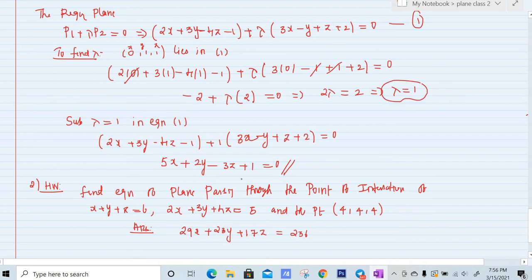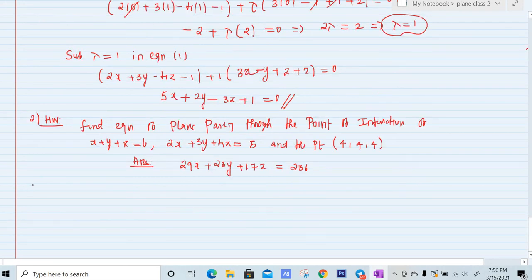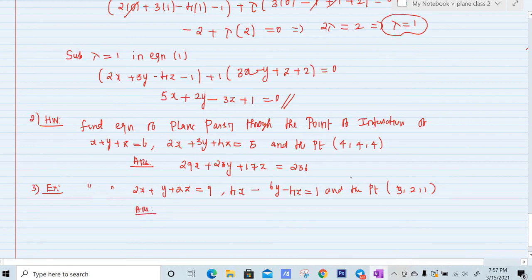So if you want more questions, I can also give some other questions as exercise problems. Same method. Find the equation of plane. Same problem, but instead of these two planes, the new planes will be 2x plus y plus 2z is equal to 9, 4x minus 6y minus 4z is equal to 1. The point 3, 2, 1. Everything else is the same. Find the equation of plane passing through the point of intersection of these two planes, and it contains the point 3, 2, 1. Okay? So just find the answer.